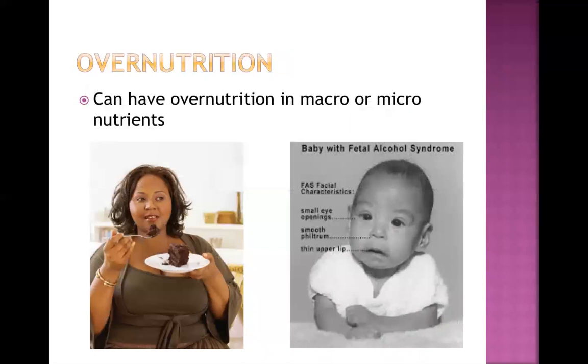Overnutrition. So it is possible to overeat your micronutrients or macronutrients. This can result in obesity. In the case of overnutrition with alcohol, this can cause negative effects to a baby. Babies can also be affected when moms overconsume supplement sources of vitamin A, as well as any sort of drug that's not indicated during pregnancy.